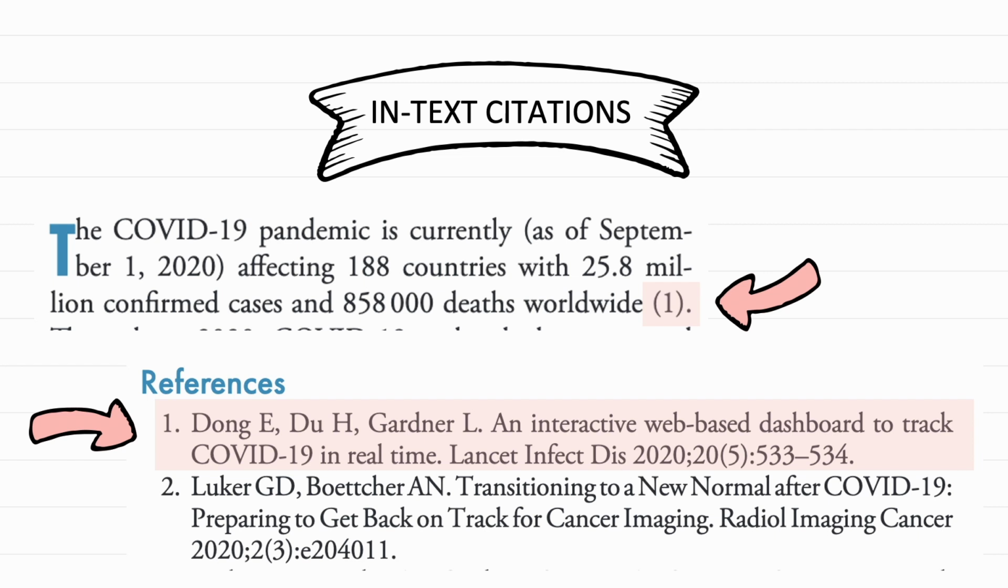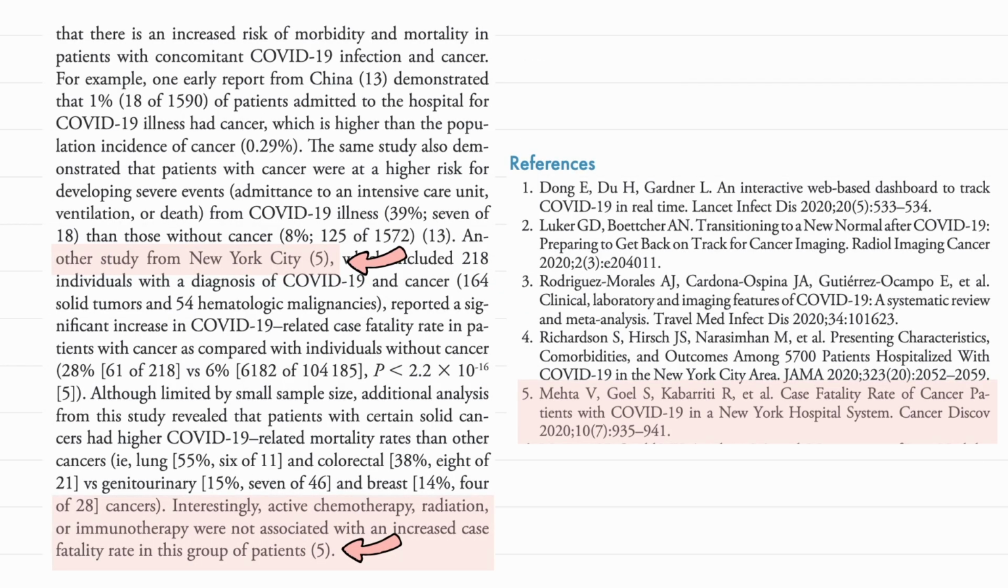A number is allocated to a source in the order in which it is first cited in the text. If the source is referred to again, the same reference number is reused. For example, if a reference by Dong is the first one to be referred to in the text, then Dong's reference number is number 1 in the list. If you refer to this work by an author again later in the text, you reuse the citation number, as in this example. Two separate entries are lifted from the work of the same author, Mehta.